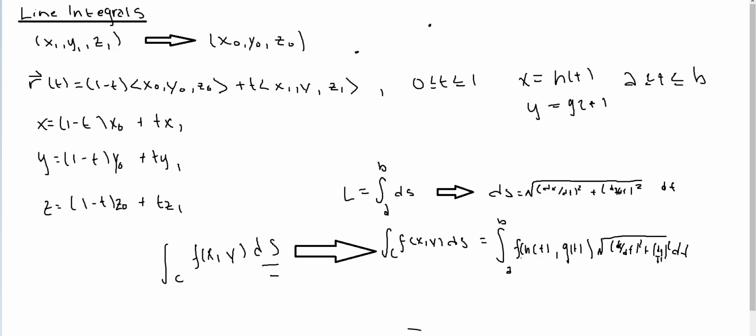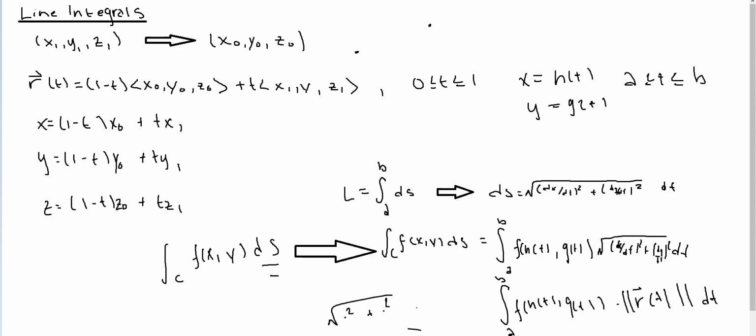And this is also the same thing as stating that the line integral is f of h of t, g of t, multiplied by the magnitude of r prime of t, our vector function. And this is the same thing because our magnitude is just the square root of a component squared plus another component squared, and we're dealing with x and y here. So that is the line integral.